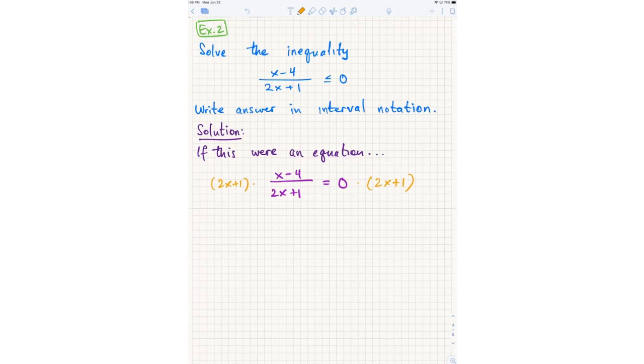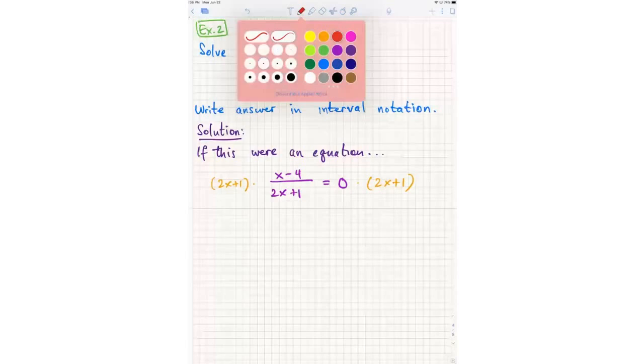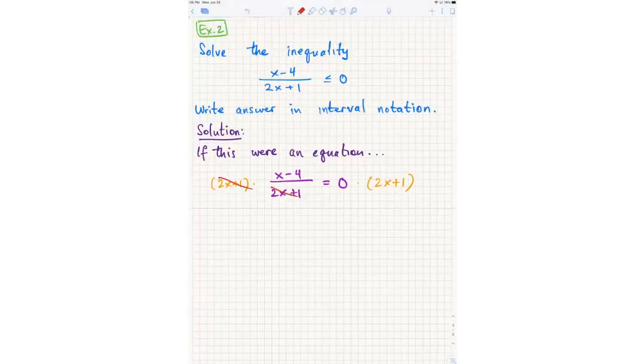You want to get rid of the denominators first to kind of make things simpler. In this case, the 2x multiplied by 2x plus 1. This is actually really easy because obviously if I have 0 on the right-hand side, I stay with 0, and then I end up with x minus 4 equals 0. So I get x equals 4, and I'm all done, right?